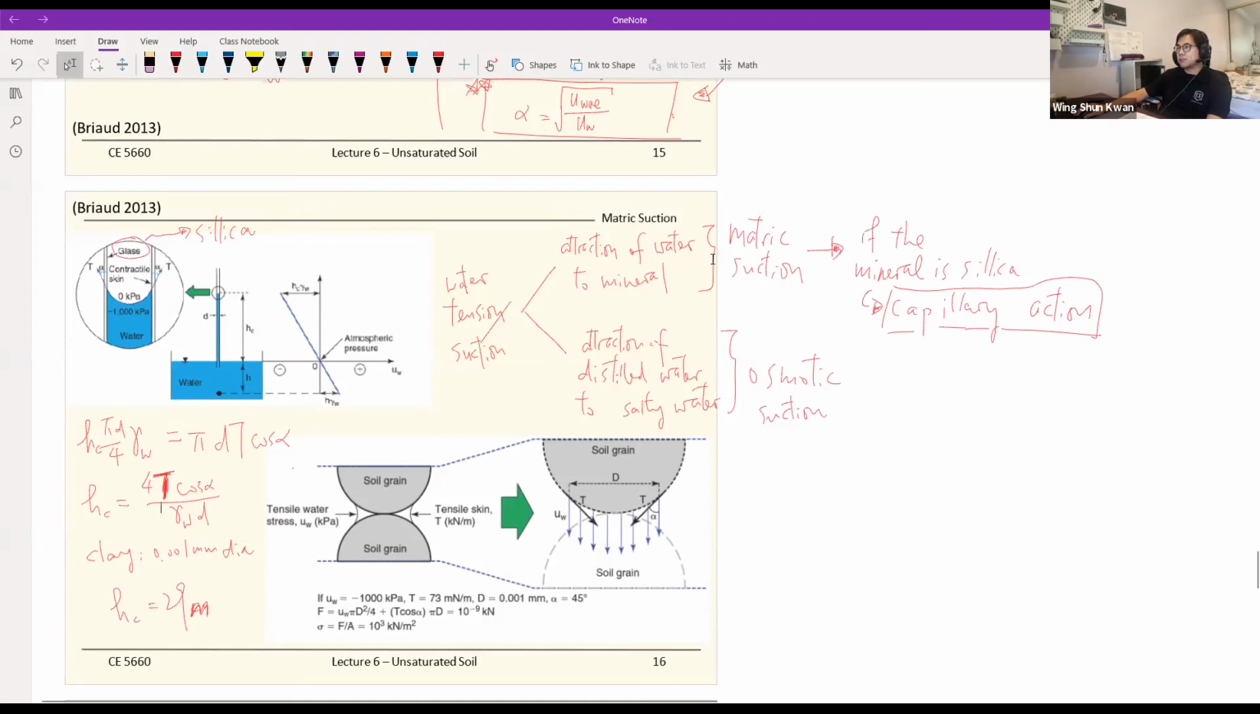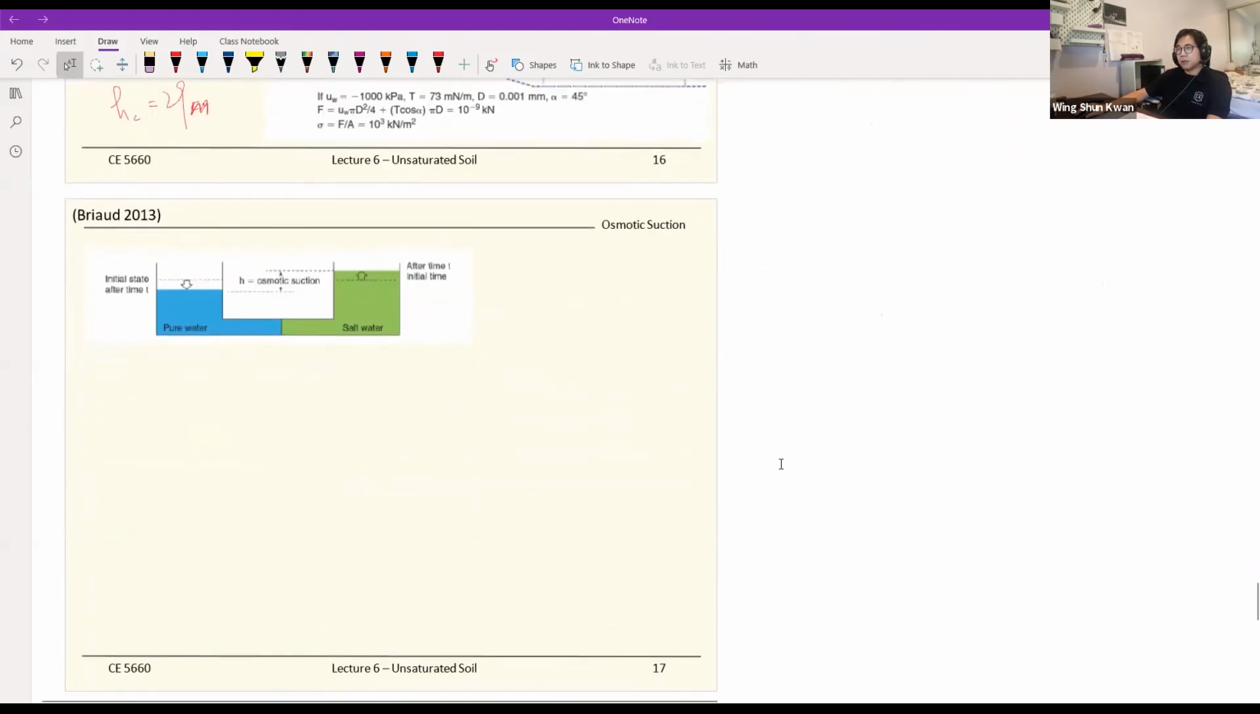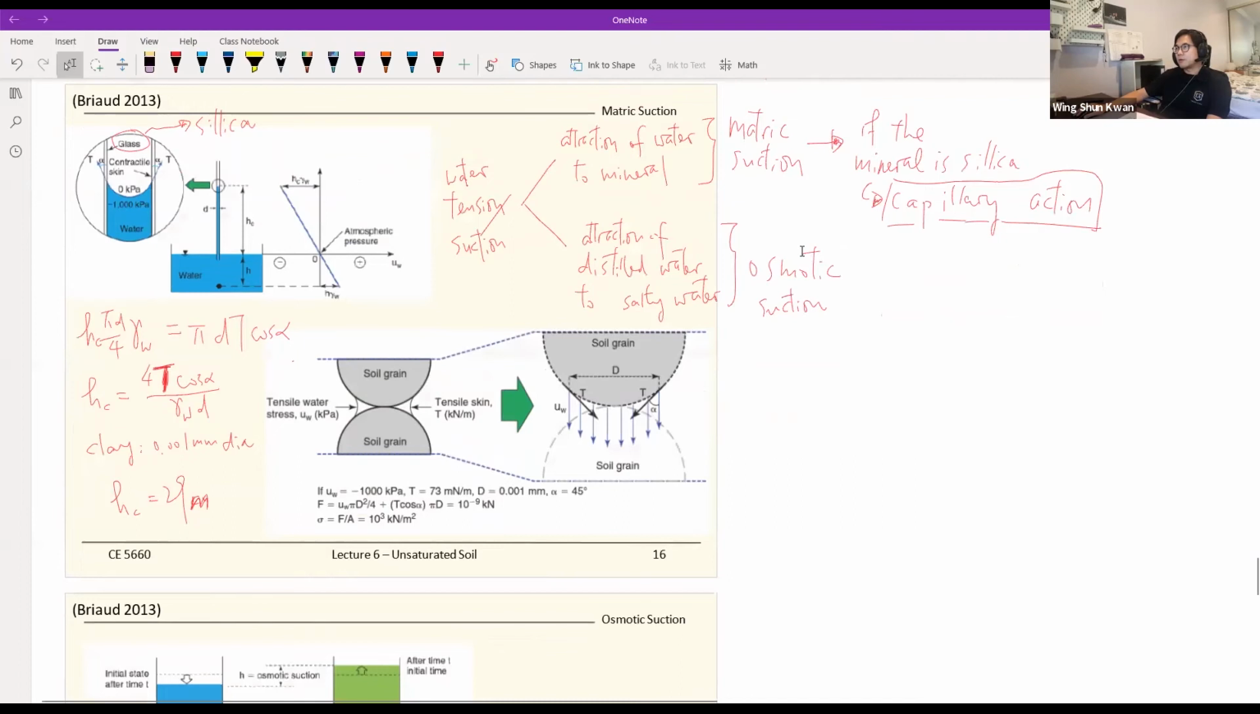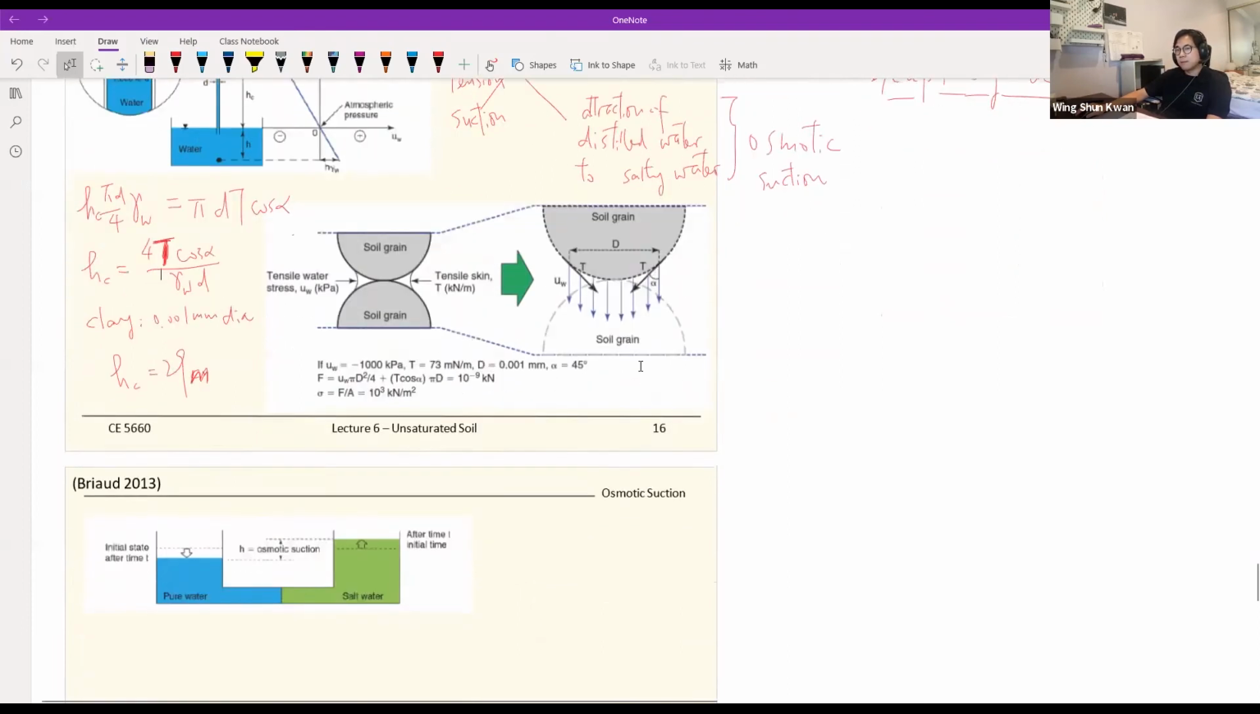From experiments, we realize that the matrix suction in general is much higher than the osmotic suction, and the osmotic suction is only present when you have salty water, when you have salt content within your soil. Also, when we compare the two, the matrix suction is usually the one that is dominant.